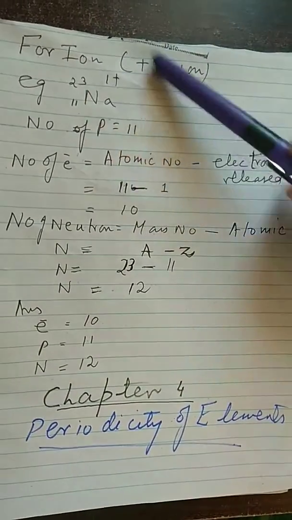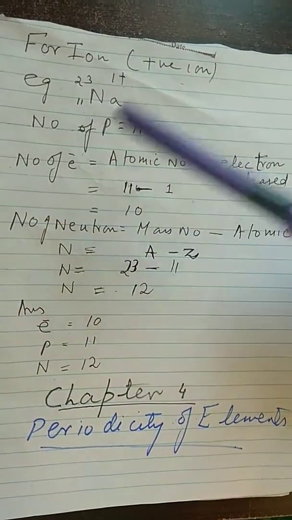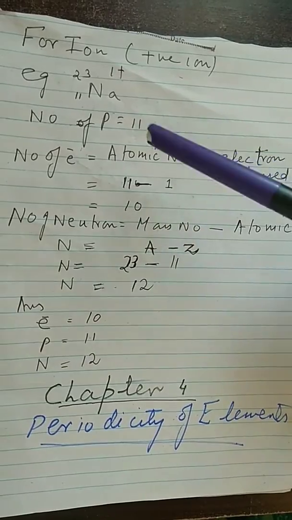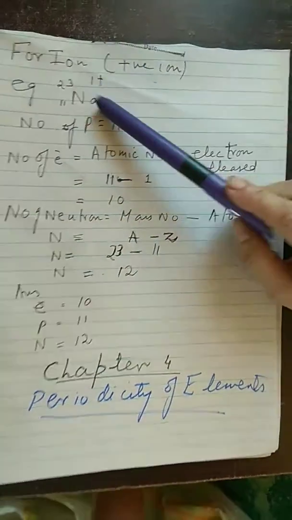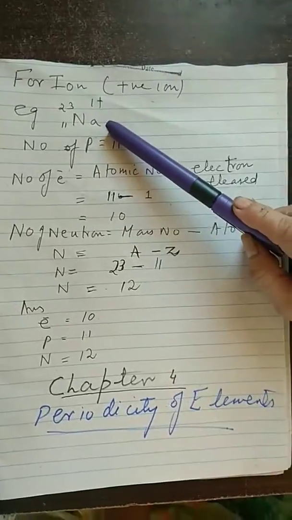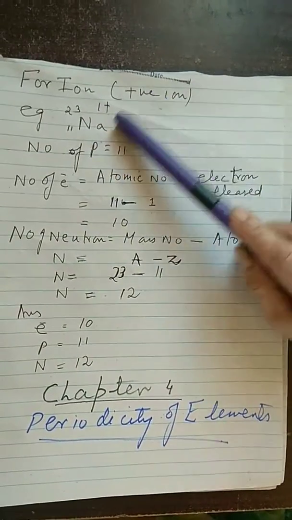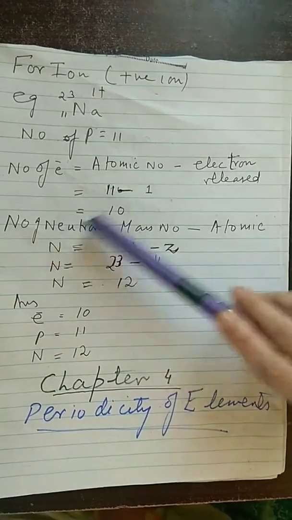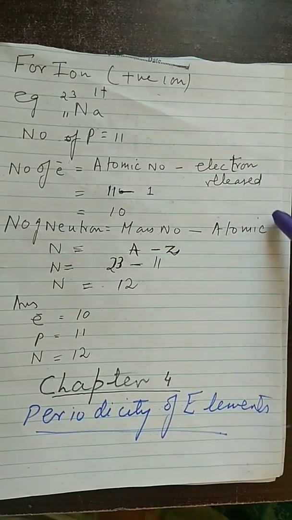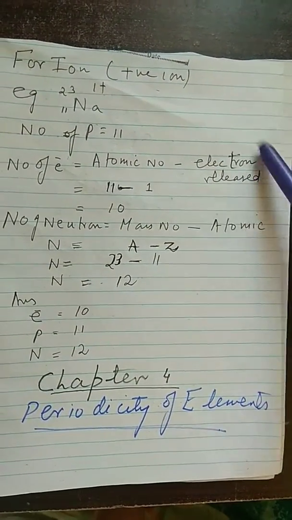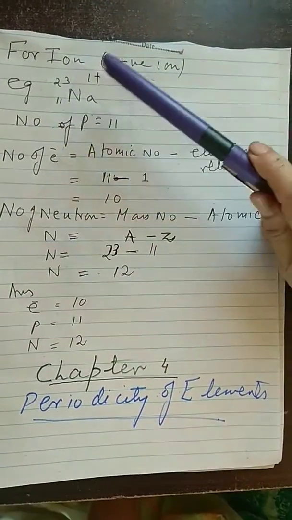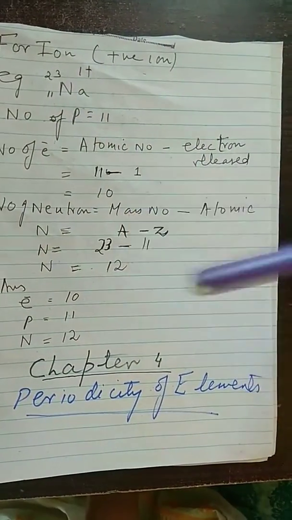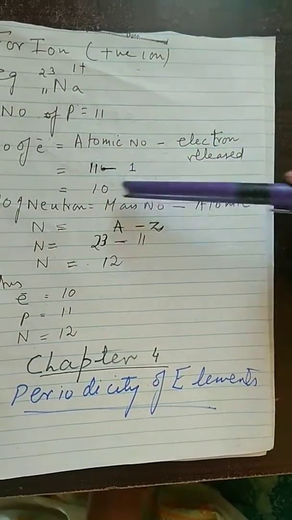But because it is a positive ion, what will be the formula? Whenever the atom loses electrons, it forms a positive ion. 1 plus means it has lost 1 electron. So what will be the formula for the number of electrons? Atomic number minus electrons released, minus electrons given out. Atomic number is 11. 1 plus means 1 minus. 11 minus 1 is equal to 10 electrons.